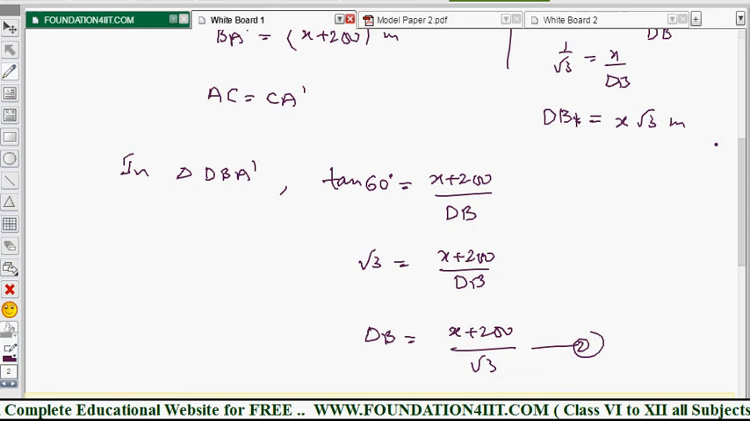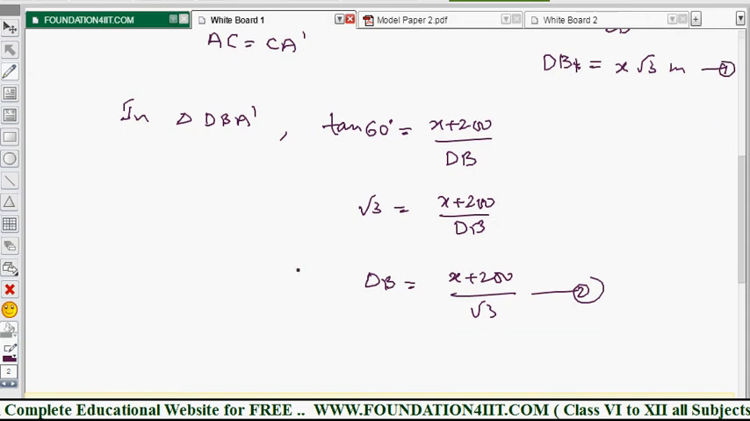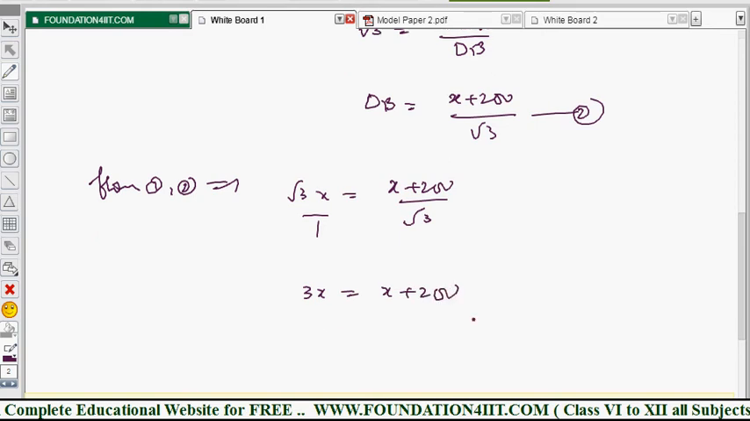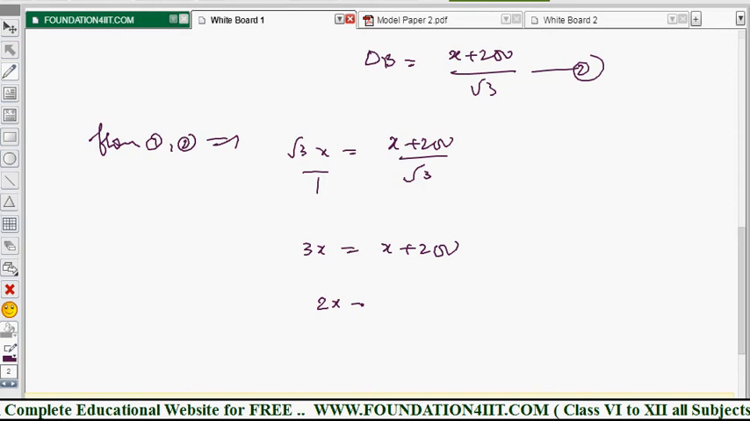So let it be equation 2, and here also we got equation 1. Then when it is the same, the arcs are equal. So from 1 and 2, we can write these two values are the same. That is root 3x is equal to (x plus 200) by root 3. Take root 3 to this side, that is 3x is equal to x plus 200. Then 2x is equal to 200. x is equal to 100. So the x value is 100 now.